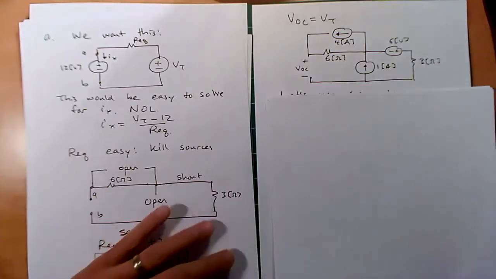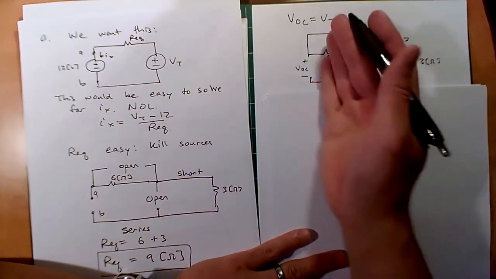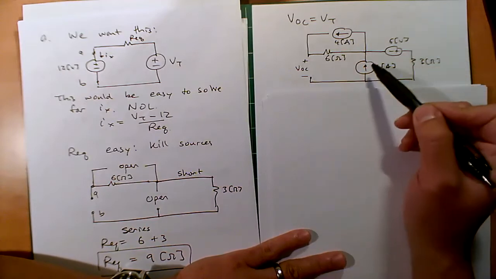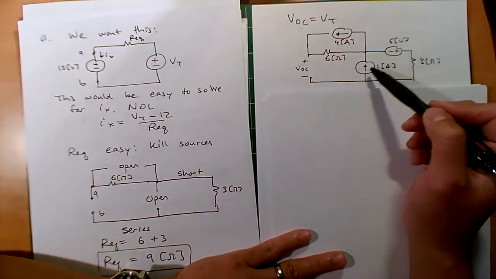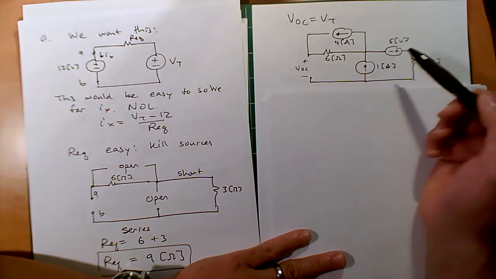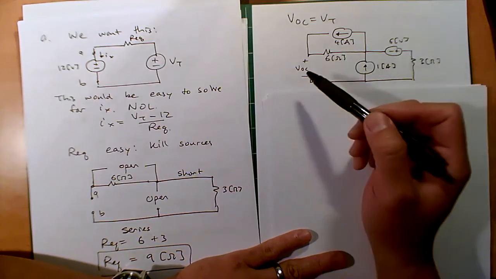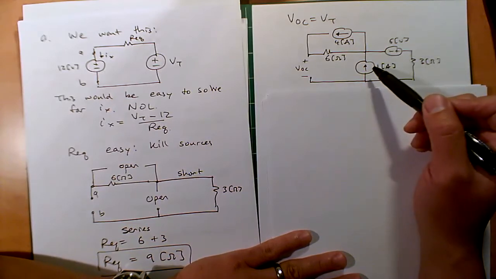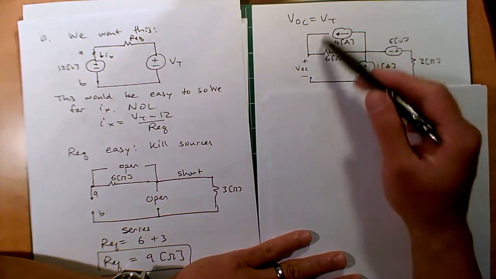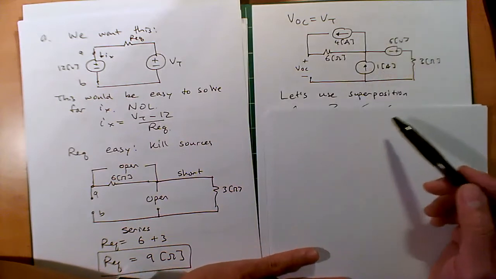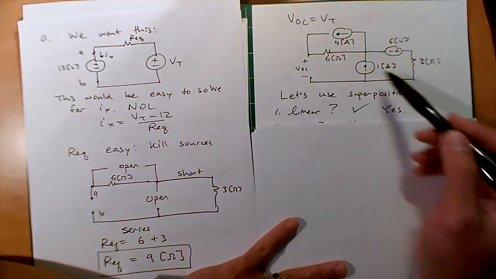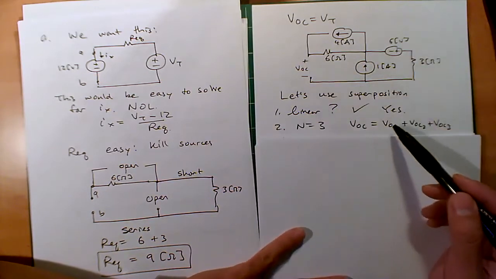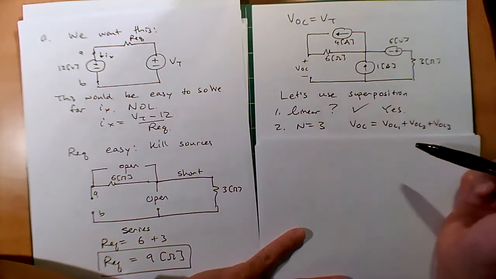Okay, so this is our circuit. Remember, don't put that 12 volt in, and we want to find the open circuit voltage here. And now if I see 3 sources, I might go, well, why don't we use superposition and straight up solve for that VOC? Okay, so what do we got here? We have a linear system. Yes, everything's linear. Good. Check. How many sources? 3. 1, 2, 3. Okay, so that means this VOC is going to be VOC 1, 2, 3. Good. Check. So now what do we do?